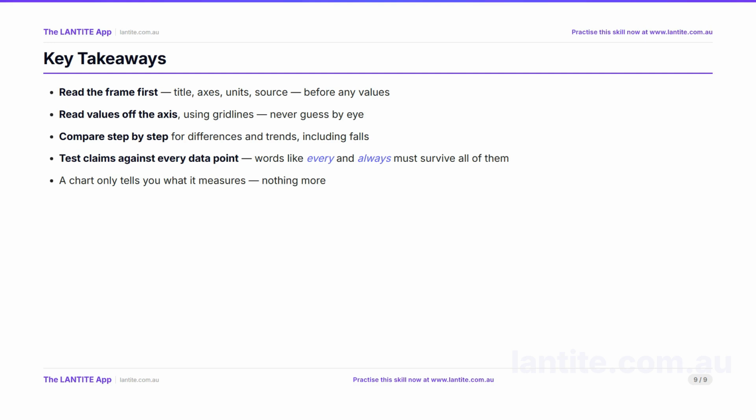Let us wrap up. Read the frame first: title, axes, units and source, before you touch any values. Read values off the axis using the grid lines, never by eye. When you compare, work step by step and watch for falls as well as rises. When someone makes a claim about the data, test it against every data point, especially when the claim uses absolute words like every or always. And remember, a chart only tells you what it measures, nothing more.